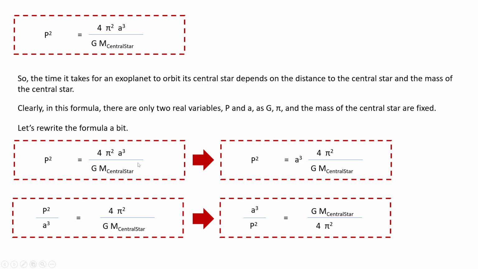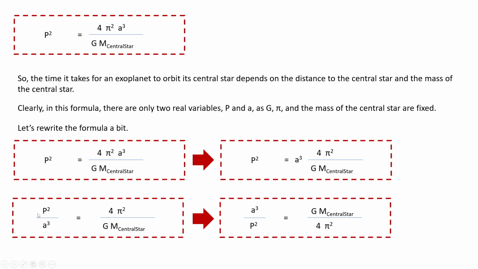So this is our original formula. What I'm doing here is just moving this a to the power of 3 in front of this whole part. Then I'm dividing both sides of the equation by a to the power of 3, which will cancel out on the right hand side. So you end up with p squared over a to the power of 3 equals 4 pi squared over G m central star. Now you can flip them on both sides if you want to. So a to the third goes up and p squared goes down. And same thing here, 4 pi squared goes down and G m central star goes up.